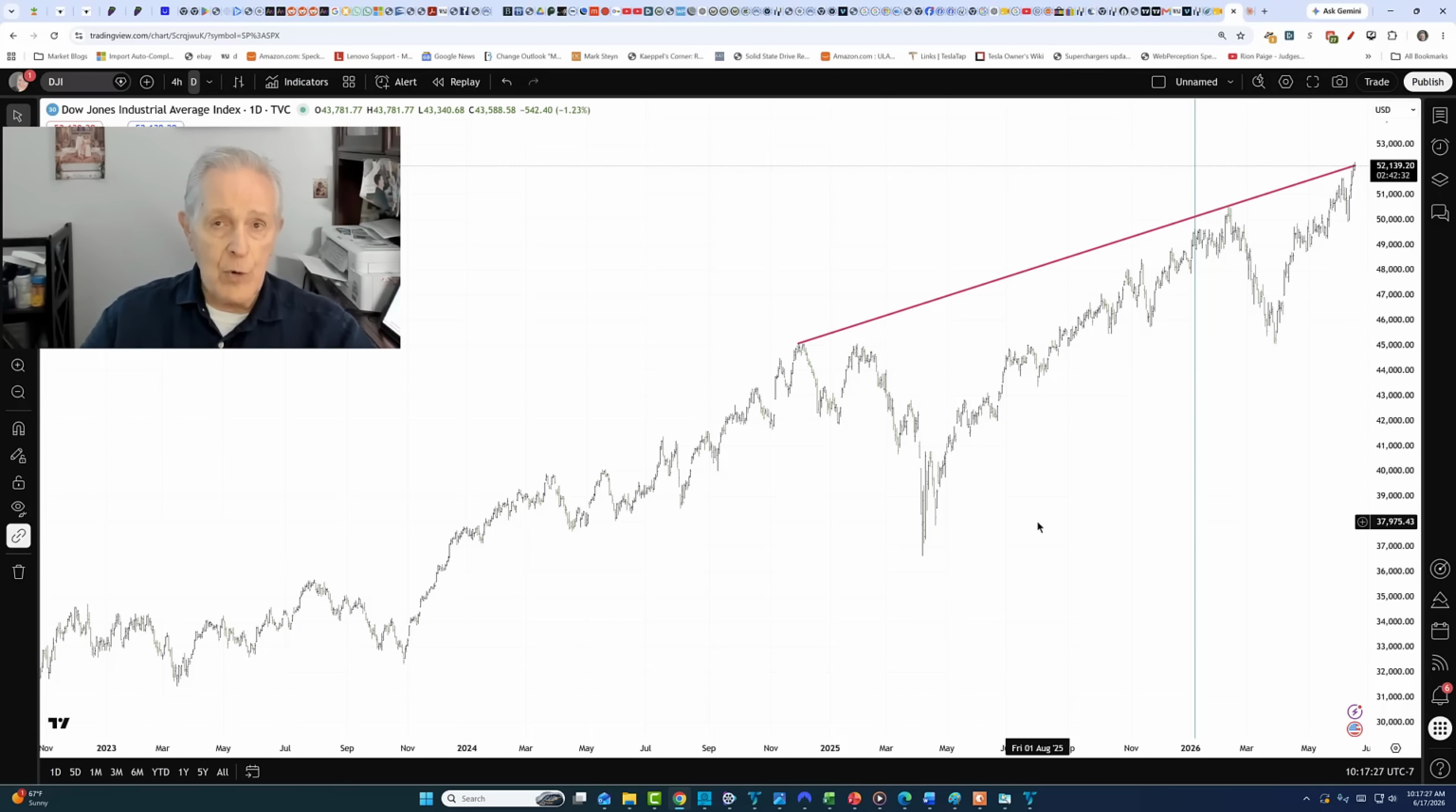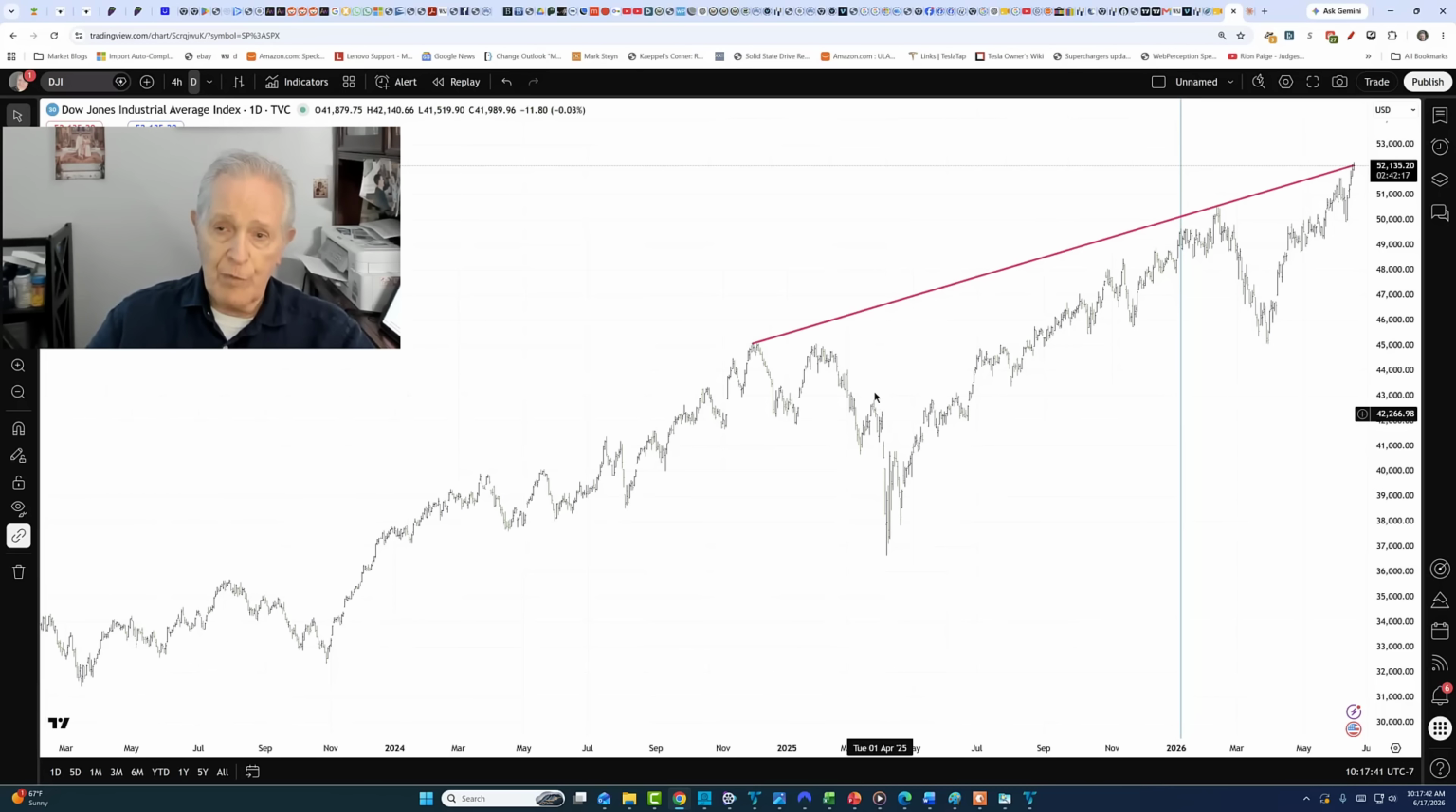So what I'm going to do, we've had some questions, I'm going to try and answer them. These are going to be quite short, 5 minutes, 10 minutes at the longest, okay? I'm going to start today with the Dow Jones Industrial Average, and this is a daily chart of the Dow.